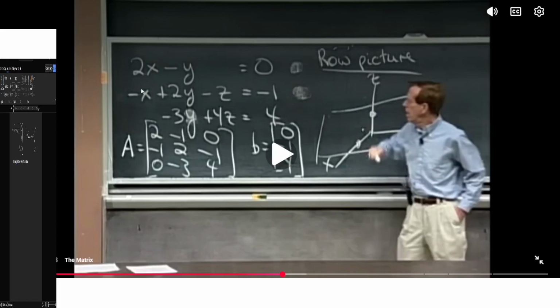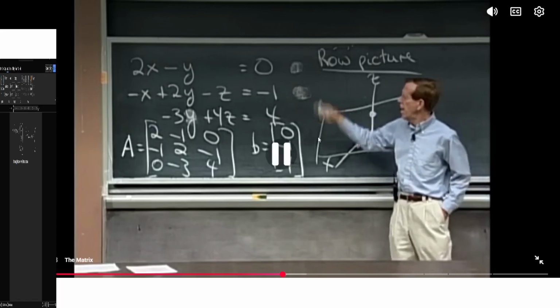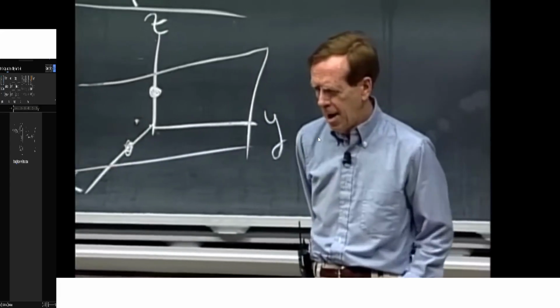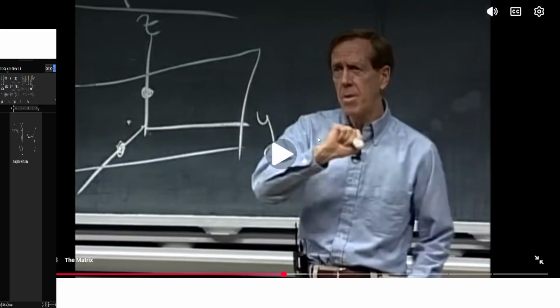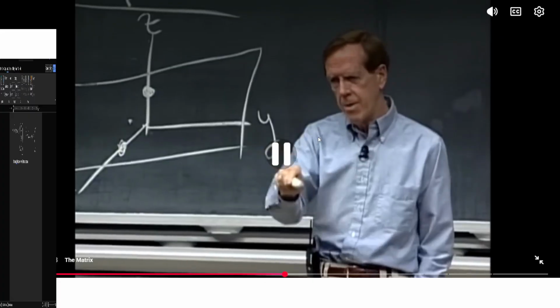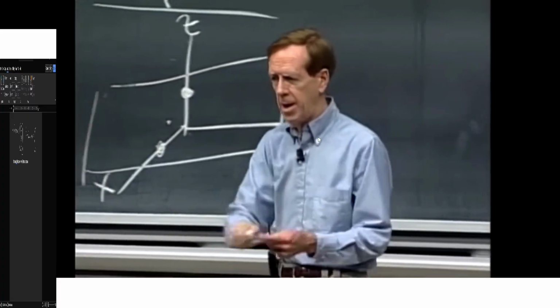We've got to plot just x and y, right? 2x minus y plus 0z. So z actually can be anything. Again, it's going to be another plane. Each row in a 3x3 problem gives us a plane in 3 dimensions.